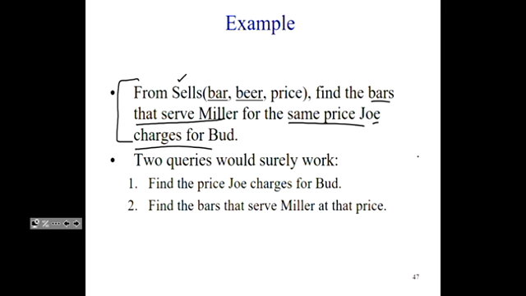Any guesses? Yes. Say from Sells, select price where bar equals Joe and beer equals Bud. Right. So if I wanted to find the answer to this, what you said is absolutely right. I'm looking for one single query that gives me the answer to this, rather than two separate queries. If I wanted one single select from where query to answer this question, how would I do this?